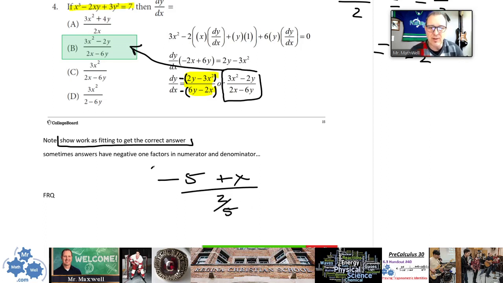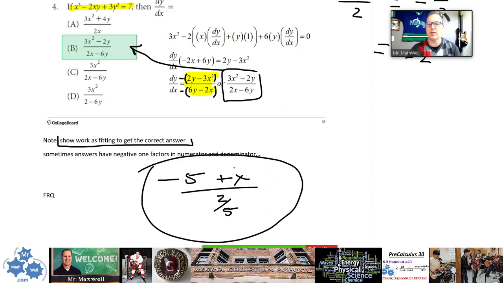Now, you can leave your answer like that. You don't have to evaluate. You don't have to simplify like you've been learning in high school the whole time. You can leave your answer in unsimplified form. If it's just algebraic unsimplified form, you can actually leave your answer that way.